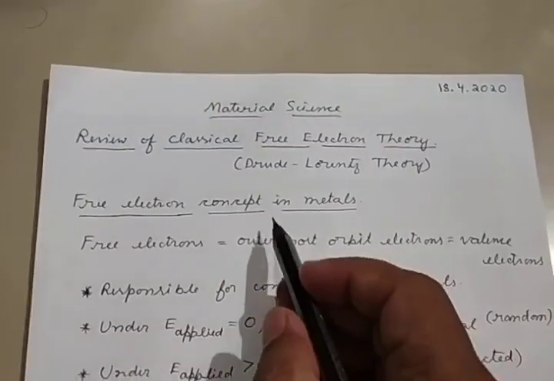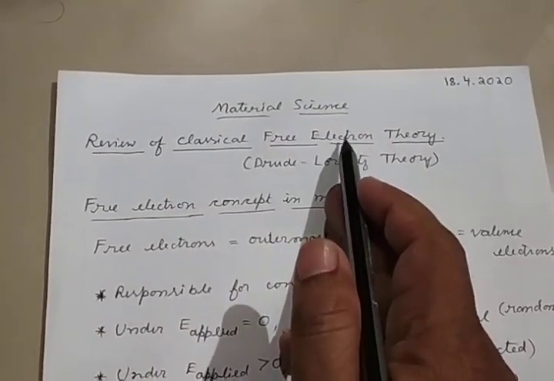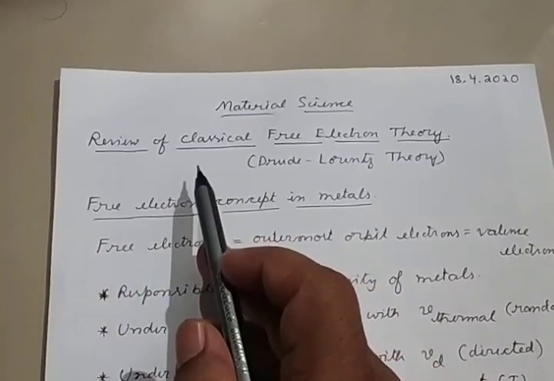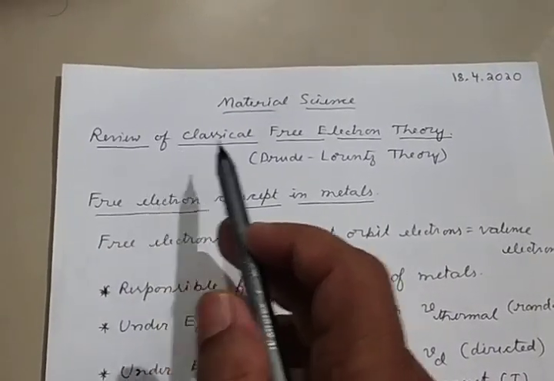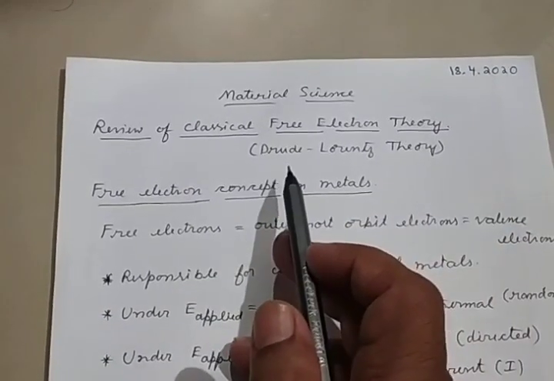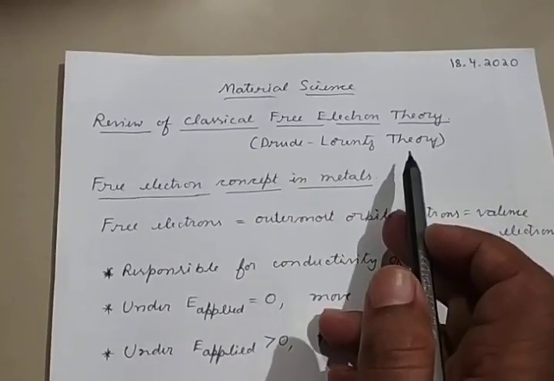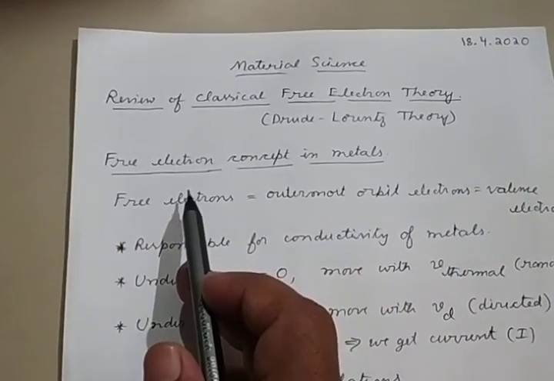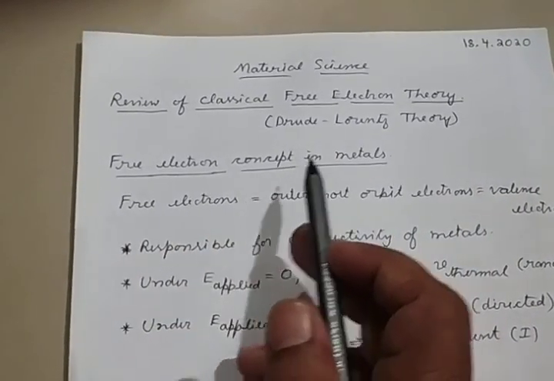Hello, today I am going to talk about material science. In that I am going to discuss the review of classical free electron theory. This theory is also known by the name Drude-Lorentz theory. So here I am going to talk first about the free electron concept in metals.